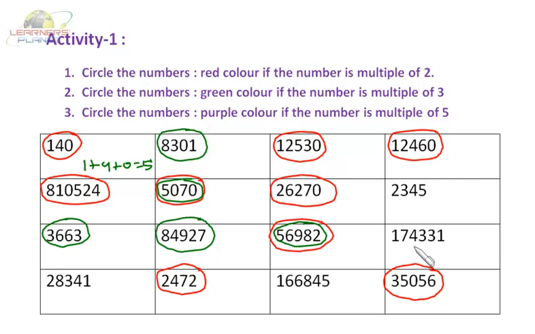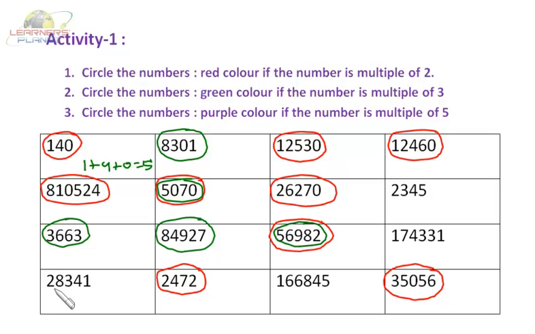Okay. Now let's take this number. Just add up all the digits once again. 1 plus 7, 8. 8 plus 4, 12. 12 plus 3, 15. 15 plus 3, 18. 18 and 1, 19. Now 19 is not a multiple of 3. That means this number will not be a multiple of 3. Okay. So let's take the next number.